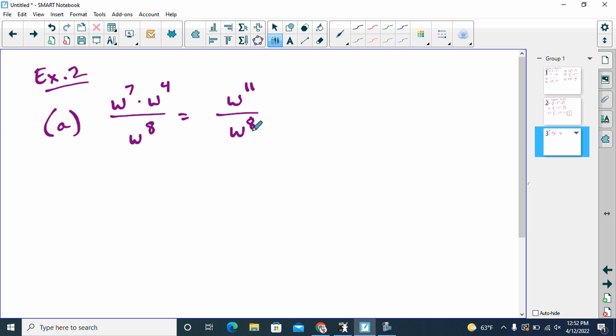And now I'm dividing two things. They have the same base. They're both w, so I do 11 minus 8. I get w to the 3rd.